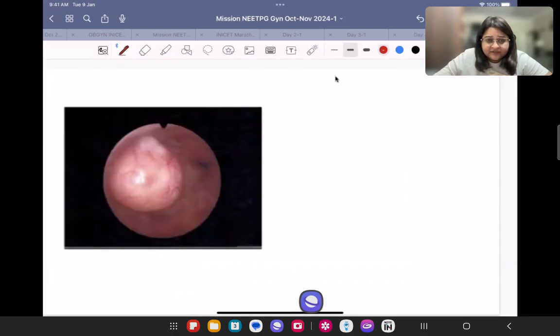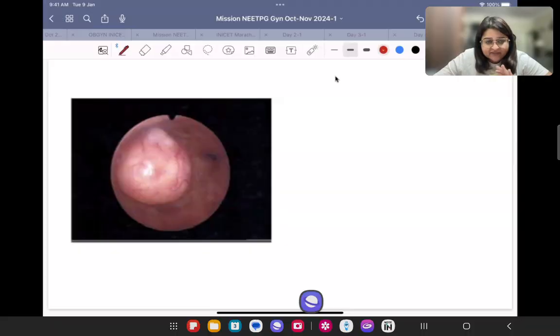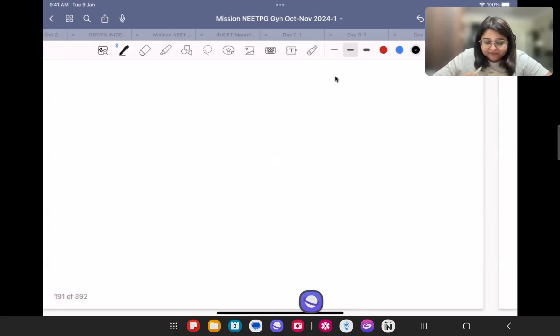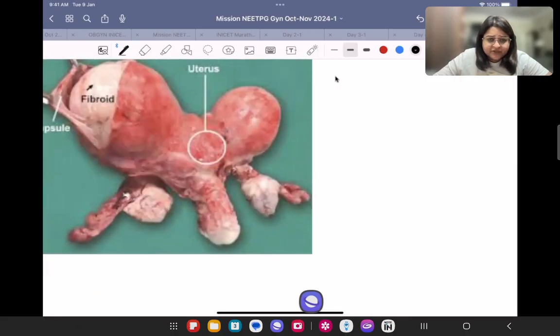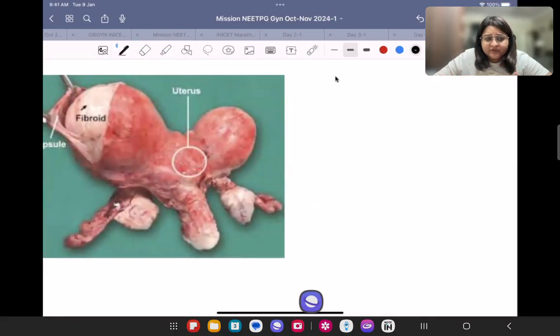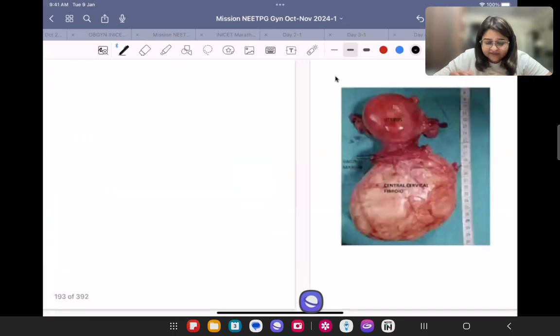This is a submucosal fibroid. This is a hysteroscopy image, just trying to show you that you can easily excise the type 0 and type 1 fibroids. Hysteroscopic myomectomy can be done. Okay. This is just a picture showing you how multiple fibroids look like. So you have a large fibroid here, you have a fibroid here, and the uterus is actually this part. So you have two large fibroids on either side.